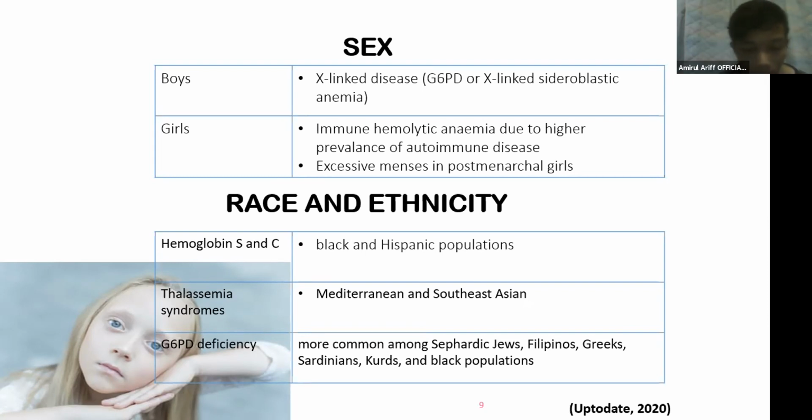So the clues that we got from the patient just now are from the age, which suggests acquired causes, and the girl, which suggests immunology, and we estimate the patient is Asian, which suggests thalassemia. So that is the information we got from the patient's characteristics before we ask anything.